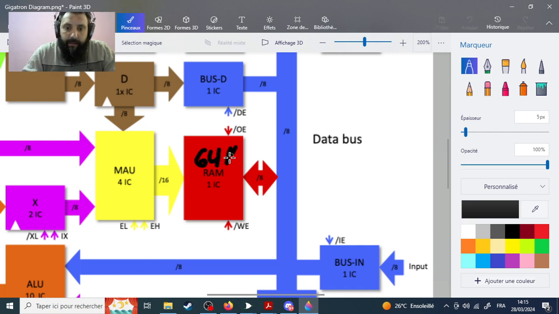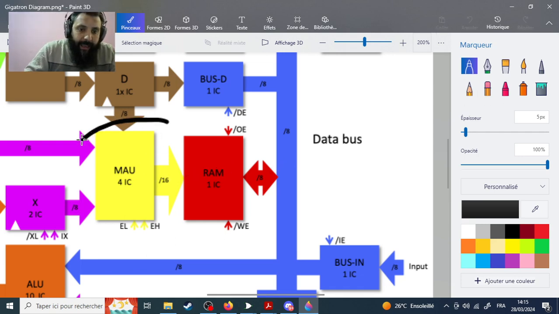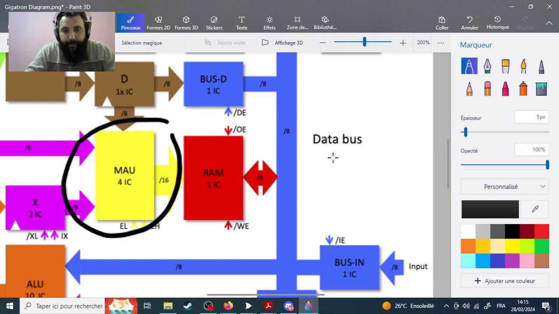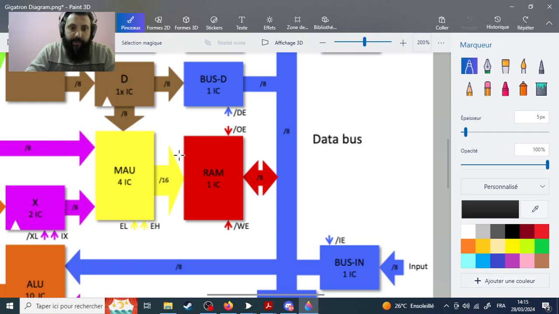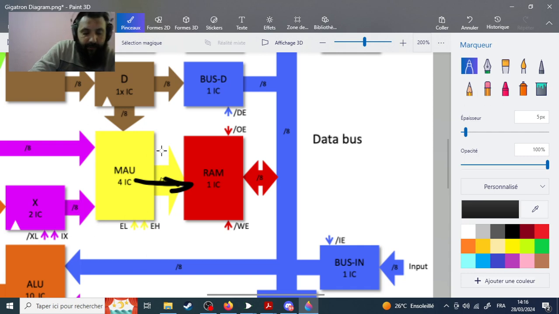Can you explain what the MAU is? Memory addressing unit. Yes, very good. What is the job of this part of this circuit?